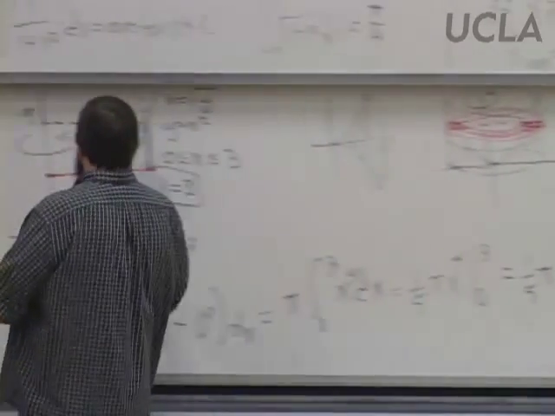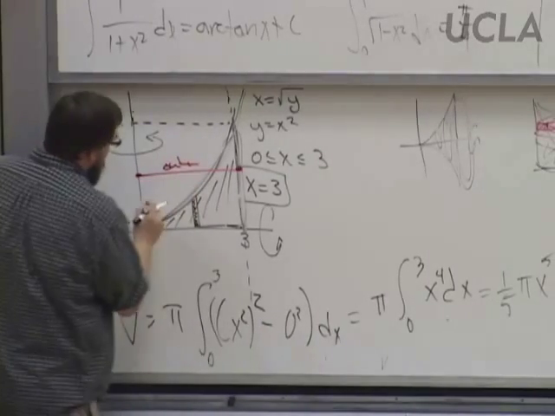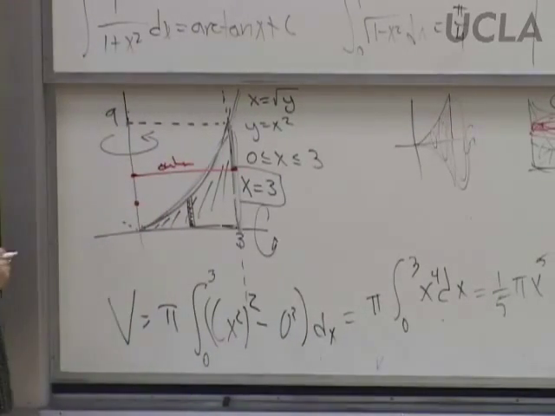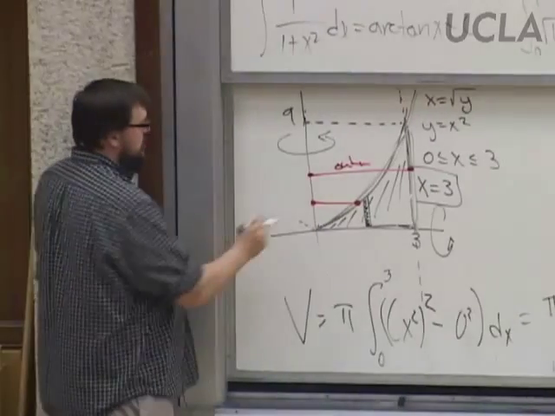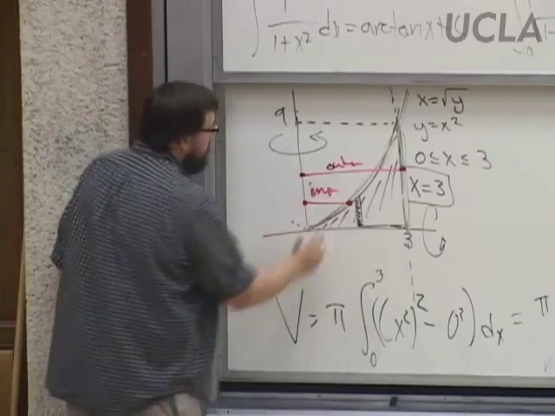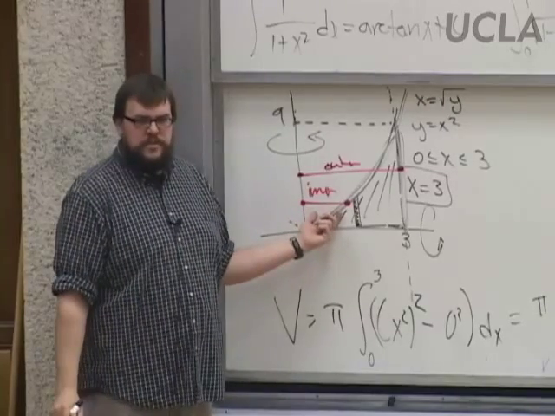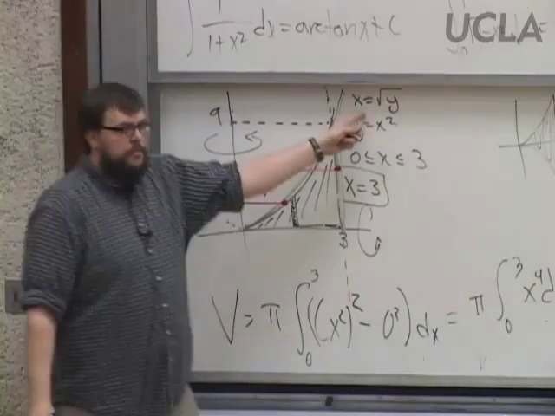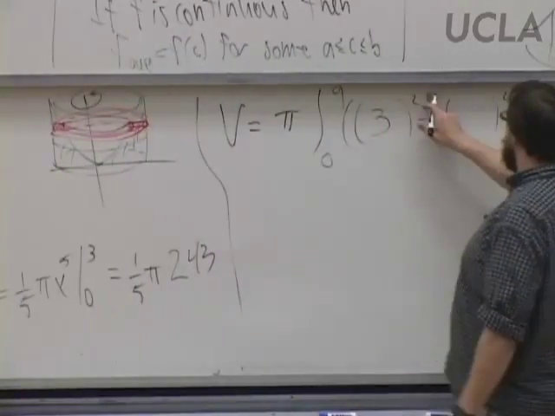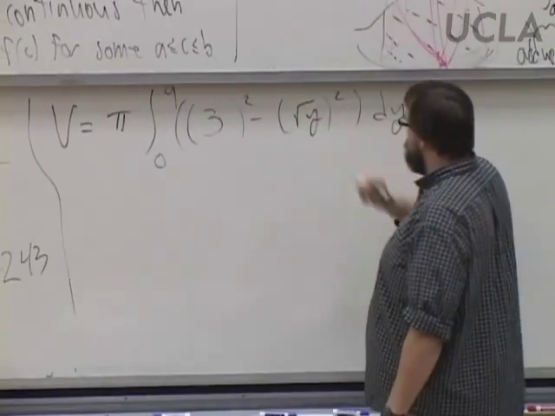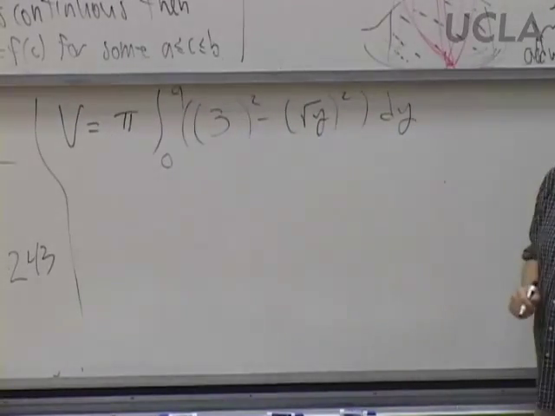The inner radius is the length from where I'm revolving around to where will be the inside part of the washer. So what is this length as a function of y? Square root of y. So it's going to be 3 squared minus the square root of y squared from 0 to 9.